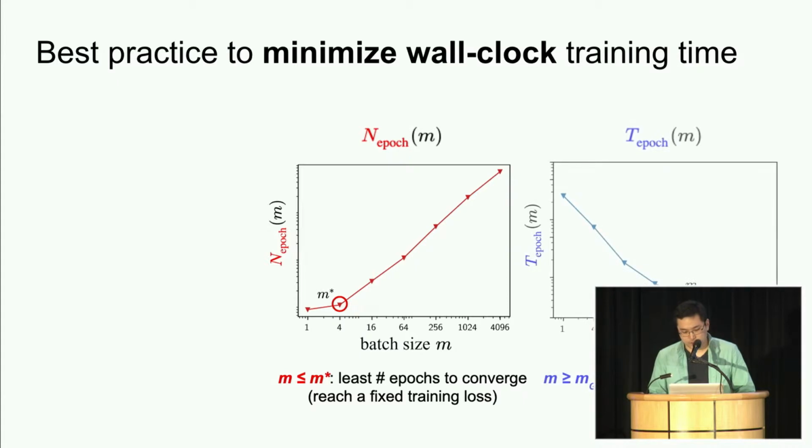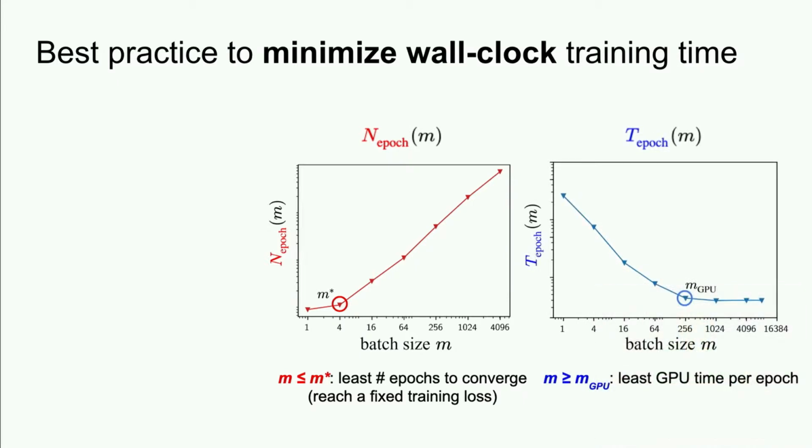Okay. And we have a similar relationship between the batch size m and the time to train one epoch. It's even easier. If you increase your batch size m, the computation for one iteration has more parallelism inside, so you are able to have a higher utilization of the computing resource, which translates to less time to train one epoch. And here we identify a special point called mGPU. It's basically the smallest batch size that allows you to fully utilize your computing resource.